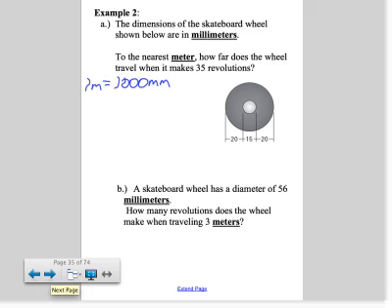So anyway, it makes 35 revolutions. Really my goal here is to find the circumference, because 1 revolution is just 1 circumference. So here's what I do know. I do know that the diameter is 20 plus 20 plus 15. So all of those together make 55 millimeters. And so what I'm going to do is find the circumference, and then take the circumference and turn that into meters.